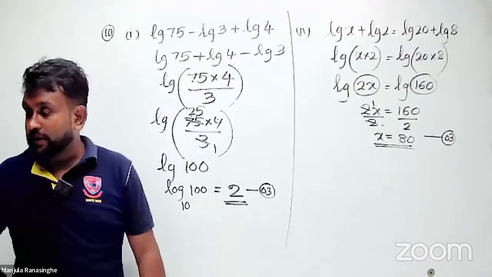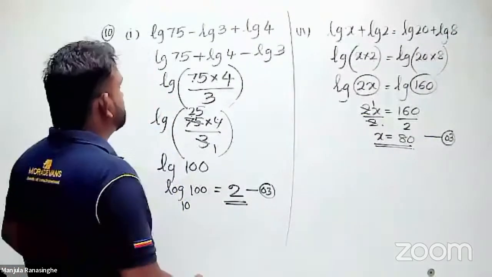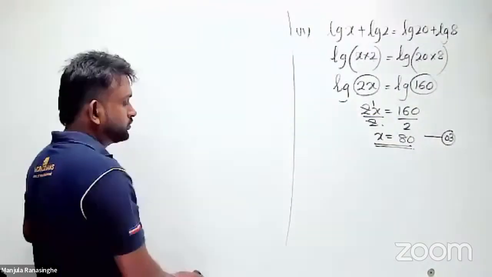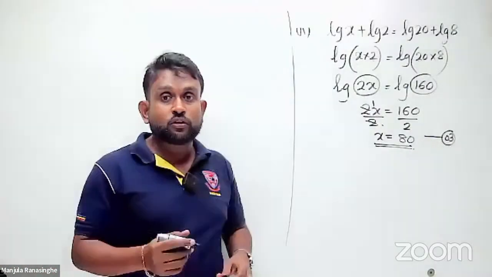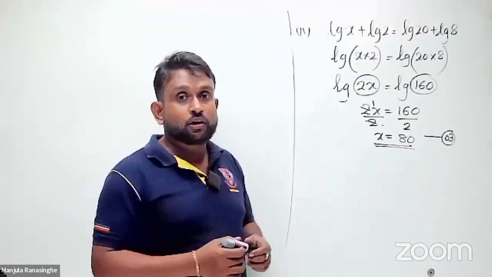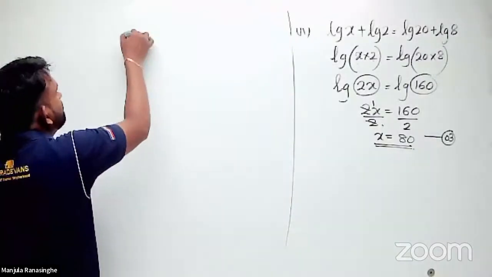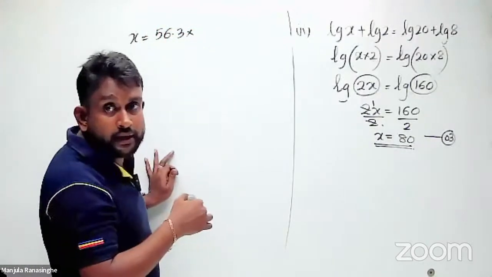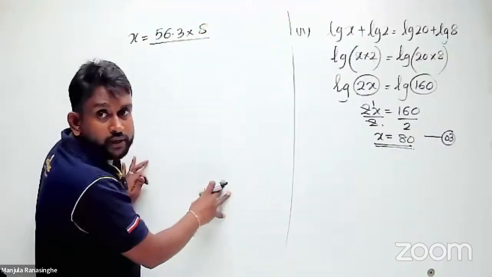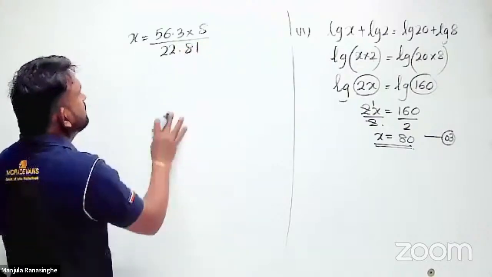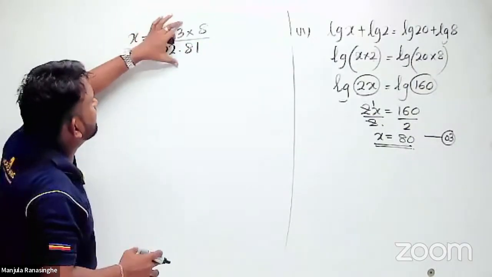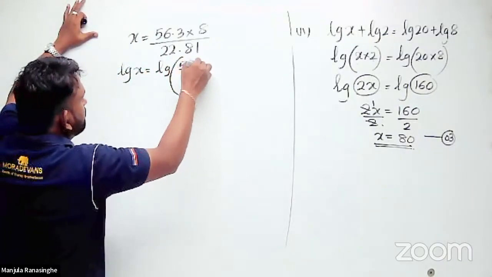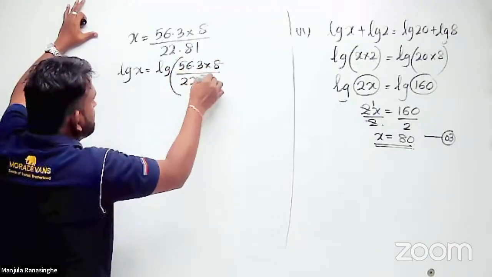Now we move to part number 3 of question number 10. Find the value of this one to the first decimal place using the logarithm table. First step, take the value as x equals 56.3 into 8 divided by 22.81. Take the first step: on both sides take the lg. So you write lg x equals lg of 56.3 into 8 divided by 22.81.